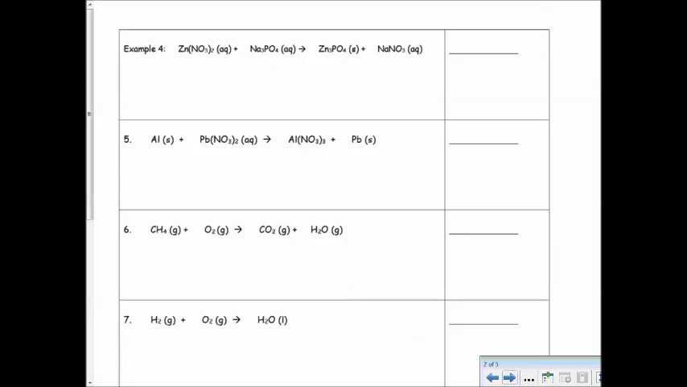Now for example 4. Example 4 is showing one where we have lots of polyatomic ions in it. And if you have polyatomic ions, and they're on both sides of the reaction, you can keep them together as a group. You don't have to separate them. It makes it a whole lot easier when you're balancing chemical reactions. So we're going to set up our chart just like before.